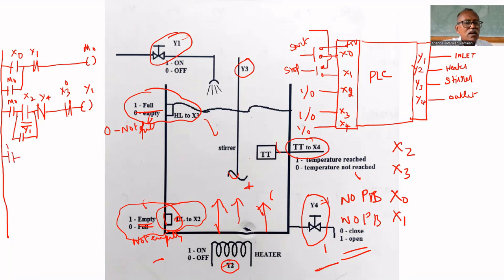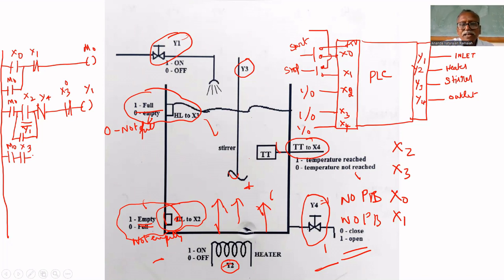The program is turned on, M0. The tank is full. Tank full means X3 equals 1. We can put X3. The tank is full, then only we have to turn on the heater and the stirrer. Any other thing? X4. X4 will give 1 if the temperature is reached. Now it is not yet reached. Now it is at room temperature.